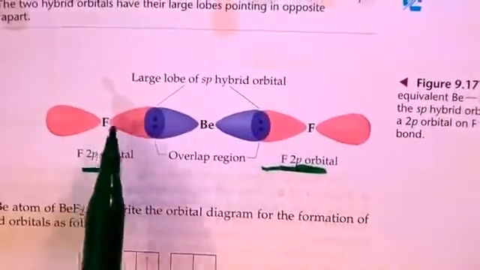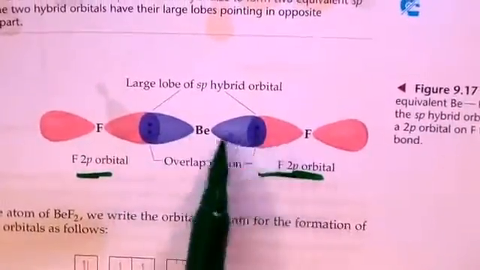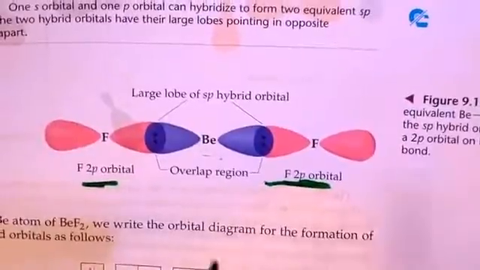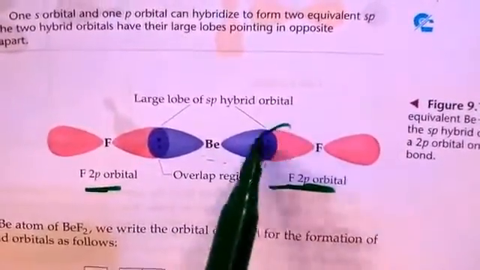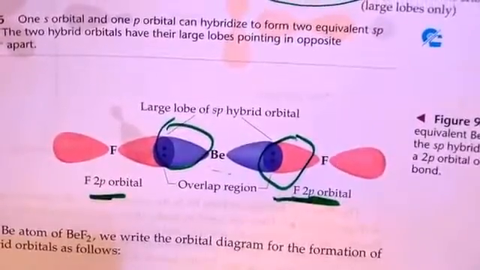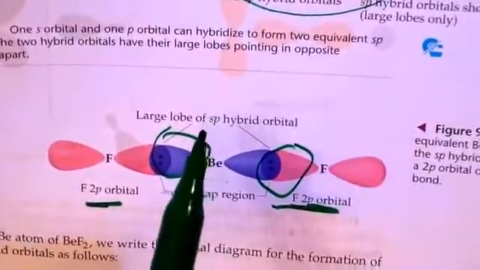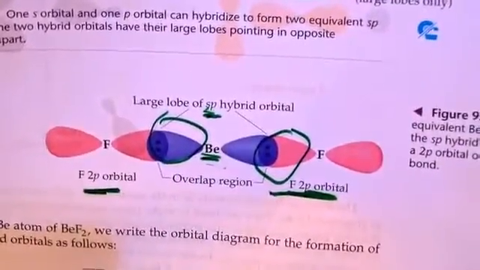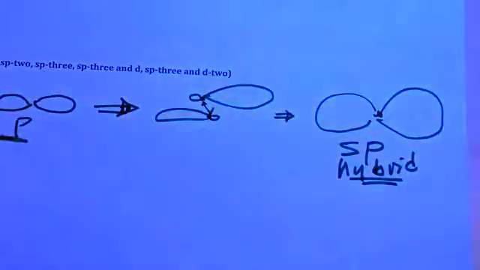But you can see that this fluorine orbital would then have 2 hybrid sp orbitals to overlap with in beryllium and form these bonds and have this overlapped area where the electrons are actually shared. This would be called an sp hybridization of the beryllium s and p orbitals. Well, what happens if there's more than 2 bonds?